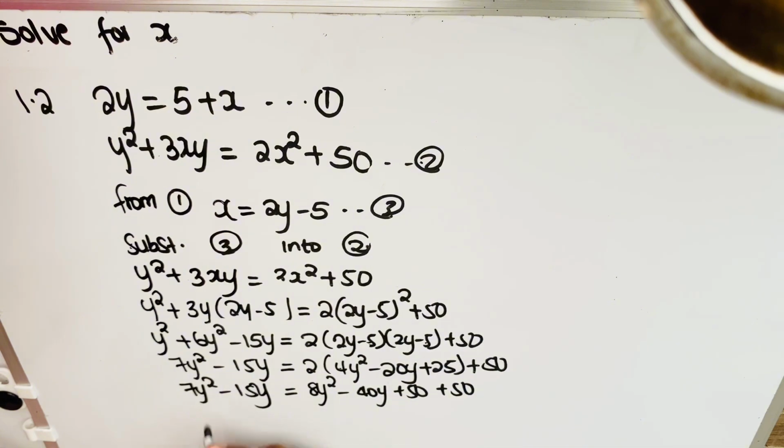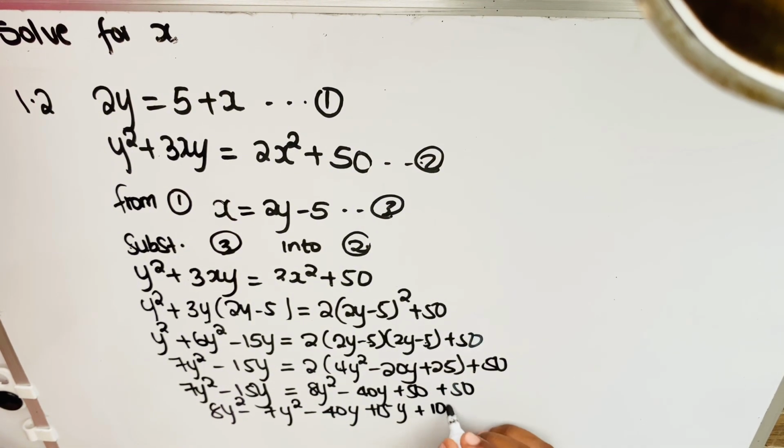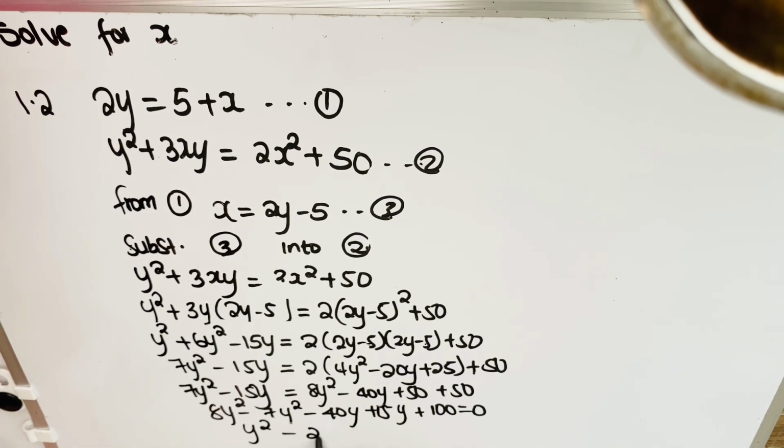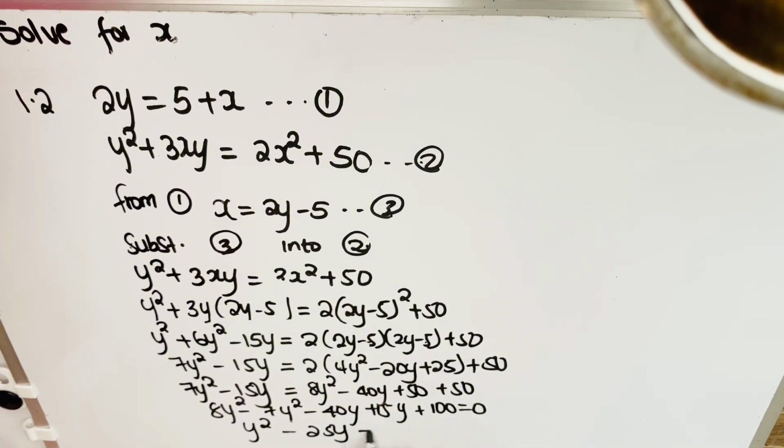Take this to the side. We'll have 8y squared minus 7y squared minus 40y plus 15y plus 100 equals 0. 8y squared minus 7y squared is y squared. 40 minus 15 is minus 25y, plus 100 equals 0.